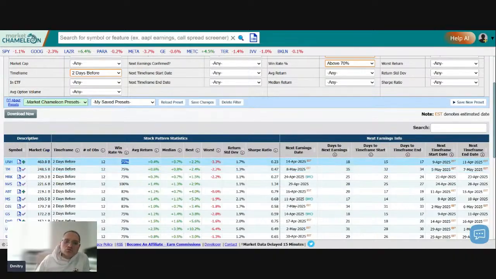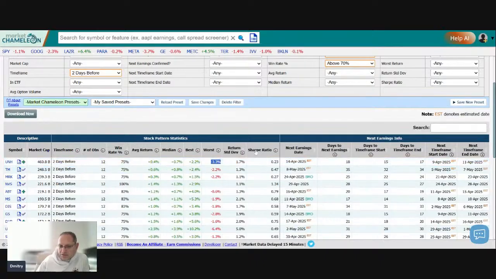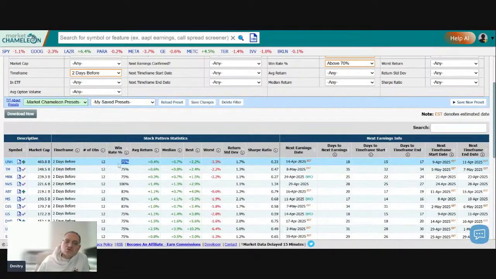And the average return was 0.4%. The median return was 0.7. The best return was 2.2. The worst return was 3.3. So you could see that when it was down on the downside, it exceeded the best upside move by 1%. But that was also offset because there were more times that it was higher. Standard deviation of the moves around the average 1.7.